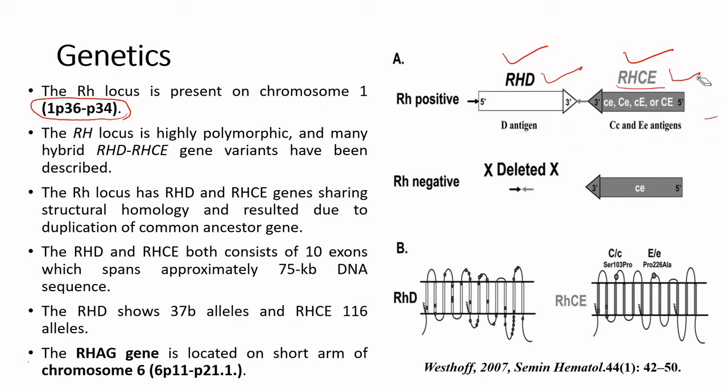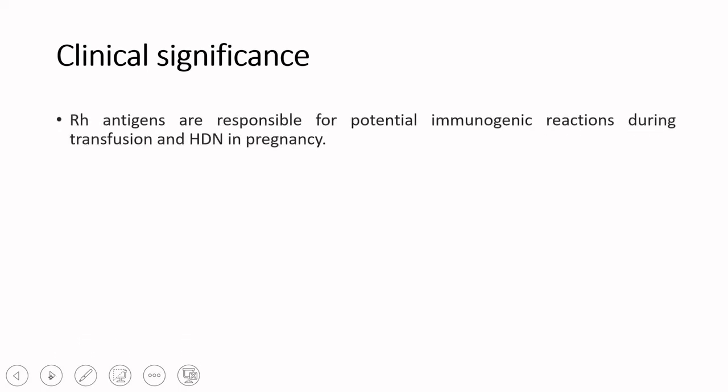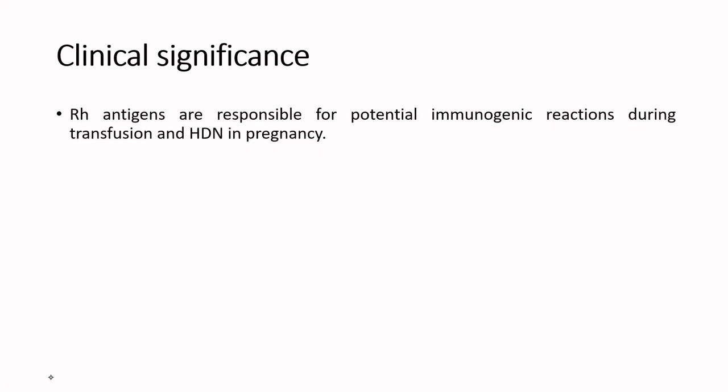Now we'll see why this Rh gene is extensively studied. Because of certain properties of this Rh blood group system and its role in clinical significance. Now, what is the role of these Rh antigens in clinical significance? As I have told you, Rh antigens are highly immunogenic, and their potential immunogenic reaction causes some complications during blood transfusion and in HDN in pregnancies.